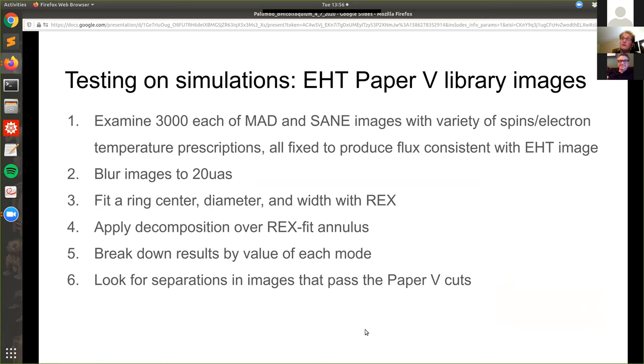We blur by a 20 microarcsecond kernel, which is essentially the instrument resolution of the EHT. We fit a ring center, diameter, and width with the ring extractor, which is a procedure developed by illustrious BHI alum Andrew Chael for papers 4, 5, and 6. And we apply our decomposition over that annulus. Then we break down our results by each mode and look for differences in the distributions of these values that discriminate images that were essentially equally consistent in the paper 5 cuts. So we'd like to learn something new.